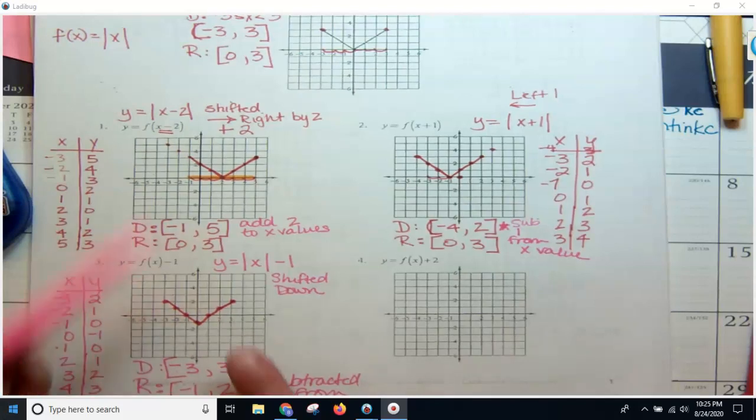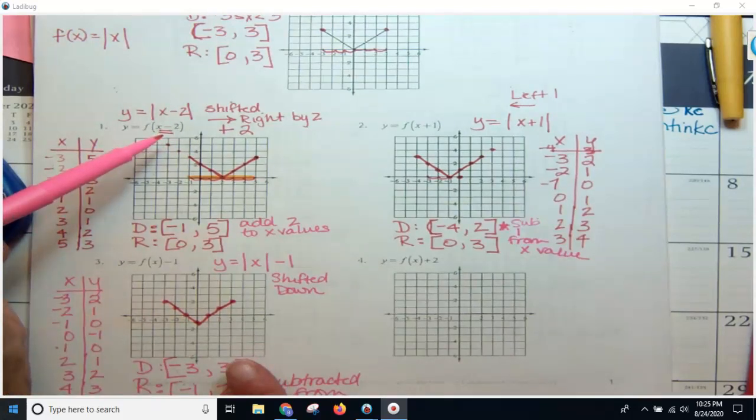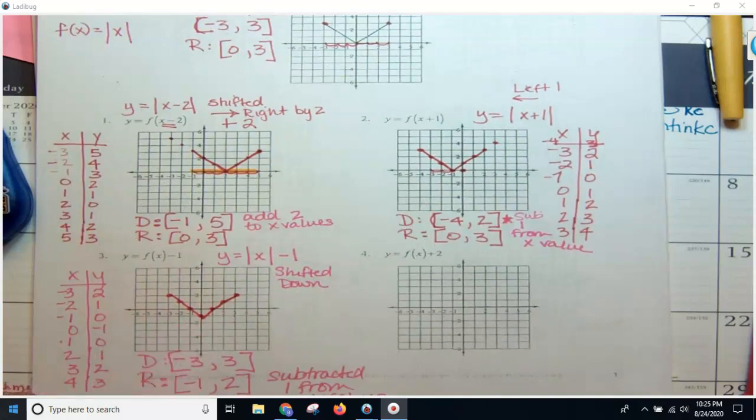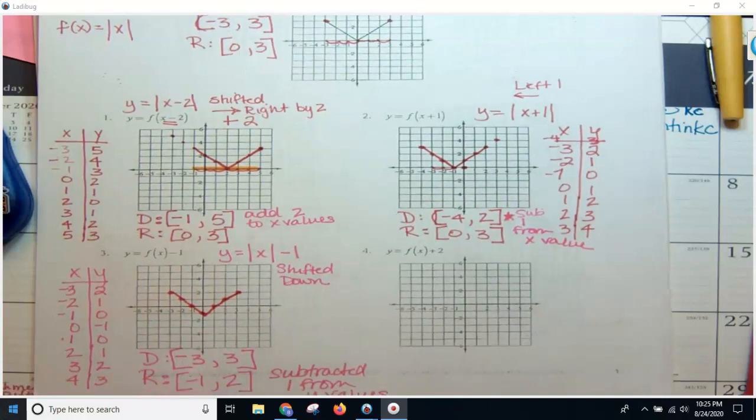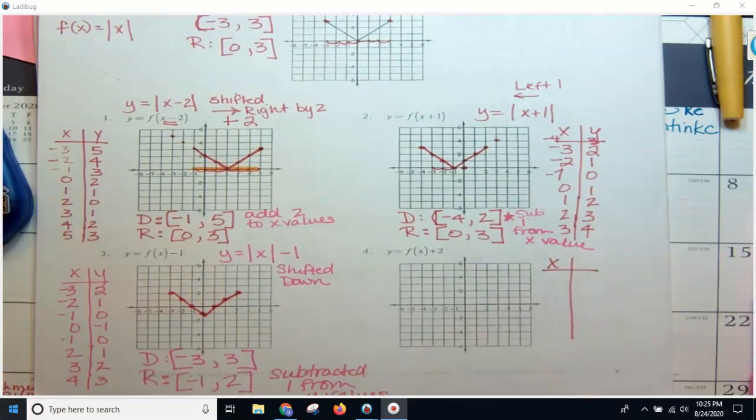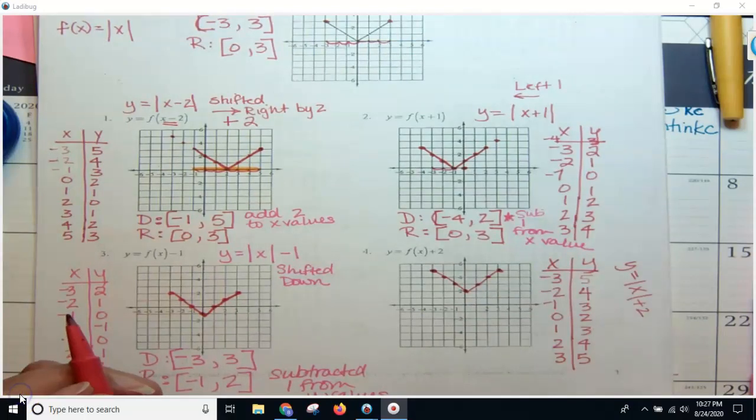So when the change was inside the function, it was a change to the domain because it shifted it left and right. When the change was to the outside of the function, now it's shifting it up and down, and we're changing our range. So let's see, that should go again. I'm going to have you stop the video and see if you can do this one on your own and if we get the same.